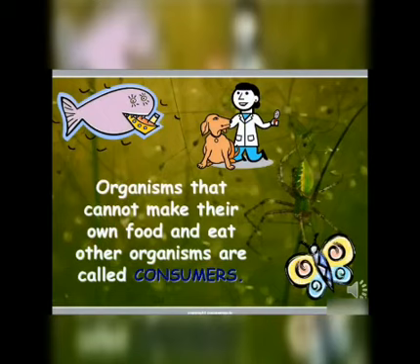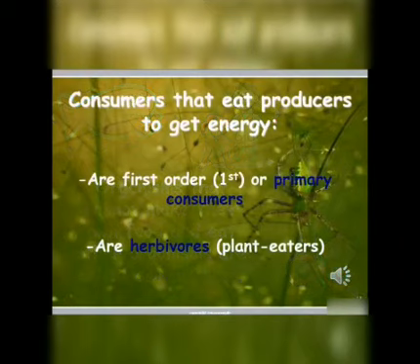Some organisms cannot prepare their food in their body. They consume other organisms for food. They are called the consumers. Consumers that eat producers to get energy are the first order or primary consumers, and we call them herbivores. The examples can be cow, goat, giraffe, plant-eating insect, etc.